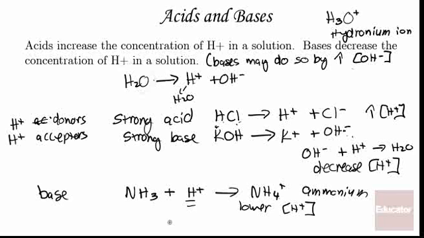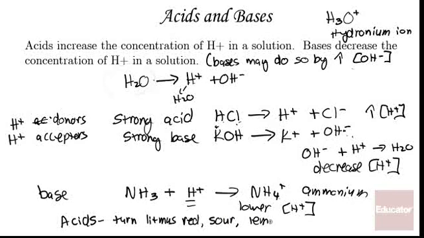Just some properties of acids that you might hear about. Acids turn litmus paper red. We're going to talk about pH and pH paper and measuring pH, which is a way of measuring how acidic or basic a substance is. So acids turn litmus or pH paper red, and they tend to taste sour. An example would be lemon. Lemons are acidic.